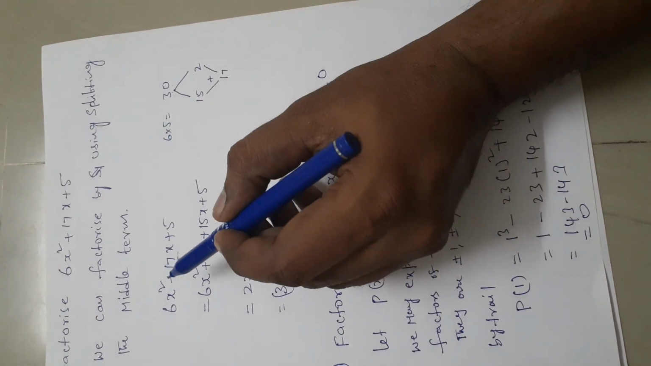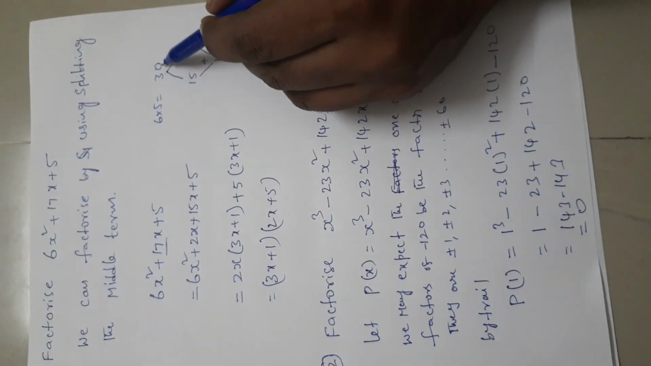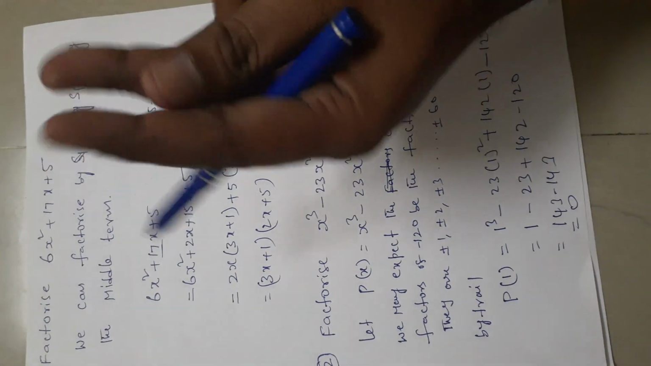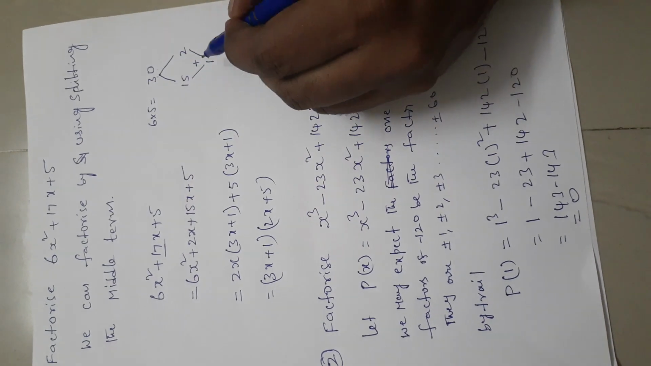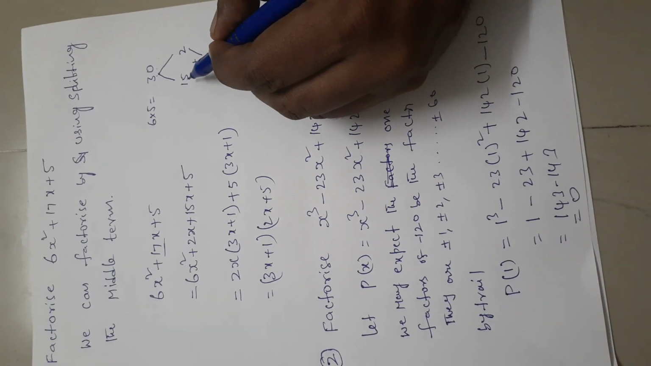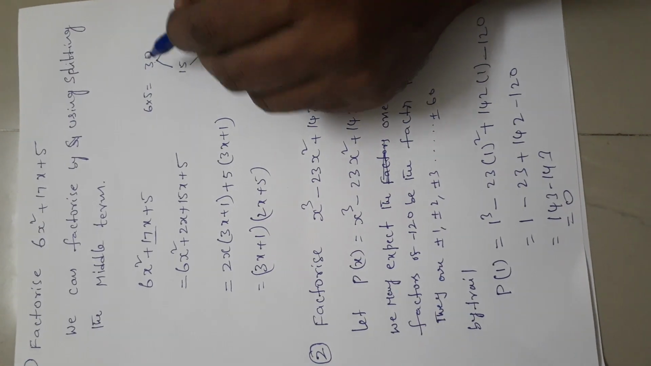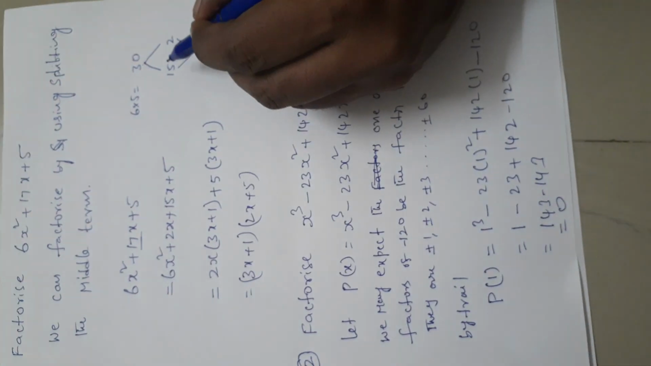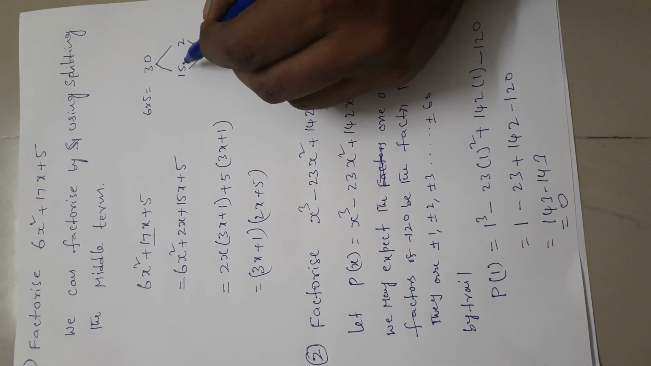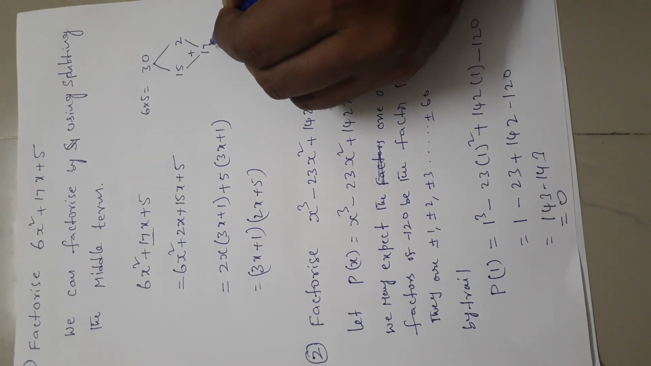So here the product is 30. Now from this 30 we need to take two numbers such that the product should be 30 and the sum should be 17. Now 5 sixes are 30, but 5 plus 6 is 11 only, not 17. So another possibility is 15 twos are 30. 15 twos are 30, 15 plus 2 is 17.